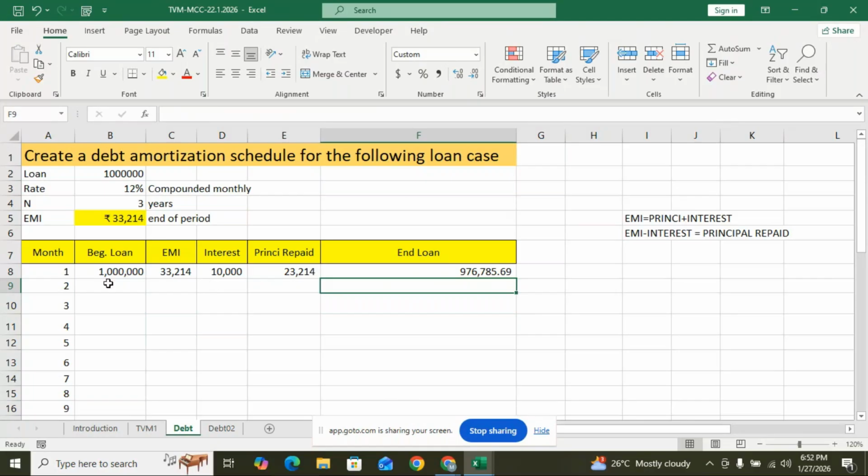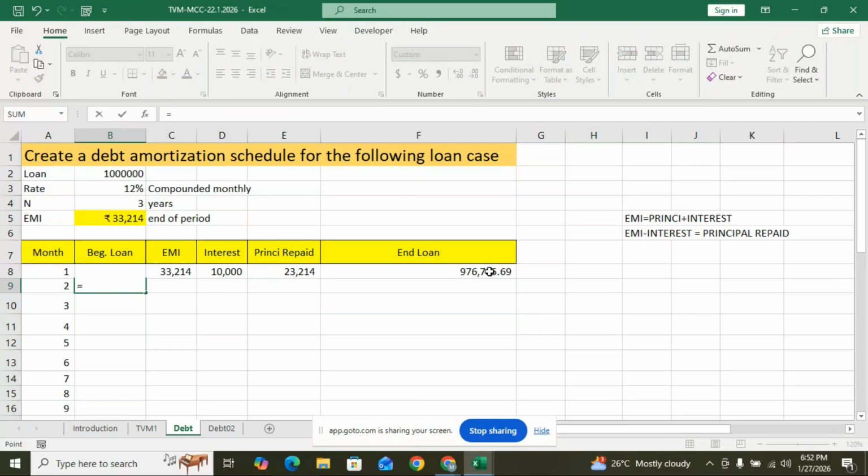Second month, what happens is the end loan or the closing loan amount of the first month will become the opening or the beginning loan of the second month. So equals to, take this cell referencing that time. Press enter. Like that you're supposed to work out. You need not type or do anything separately.